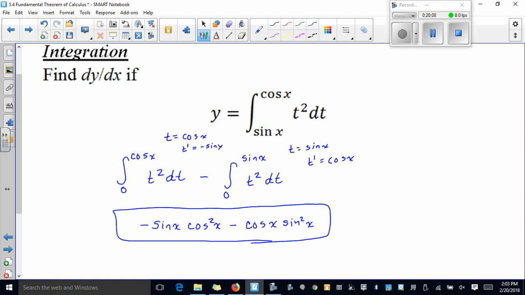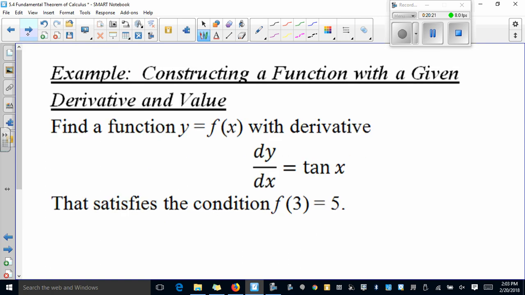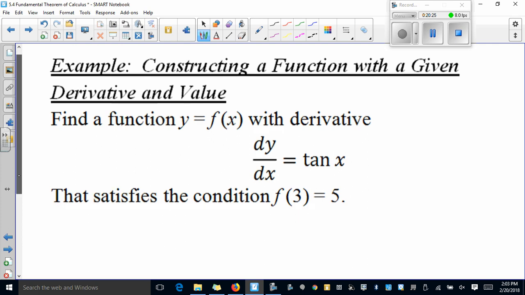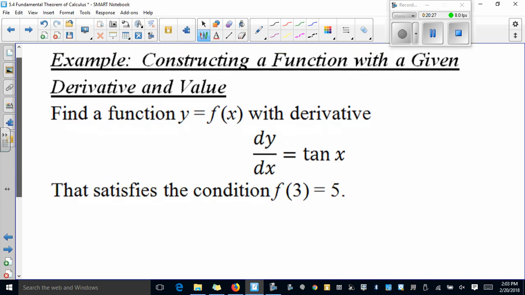Constructing a function with a given derivative and value. So it says find a function y equals f of x with derivative of this that satisfies the condition of f of 3 equals 5. So they want you to write an integral. So you go, all right, cool, the integral of tangent of t dt. Yes, we're taking the x out, and we're going to put the x on top, just like we've done before. So we're kind of going backwards on the last problems.